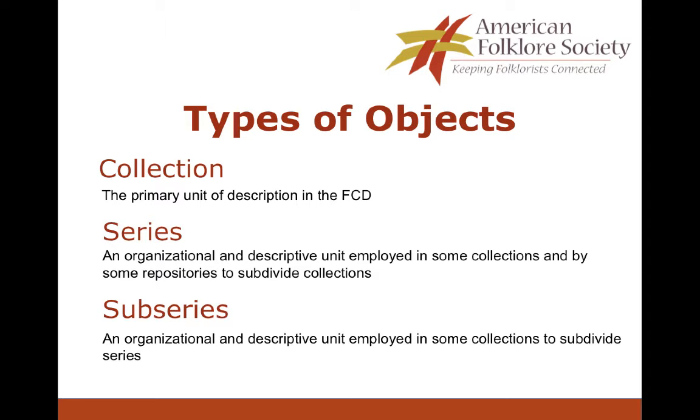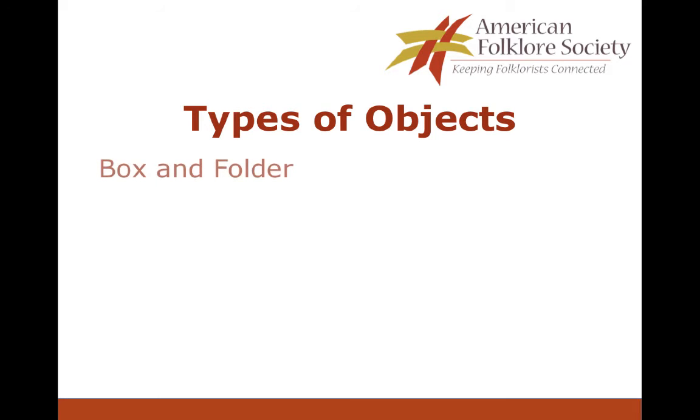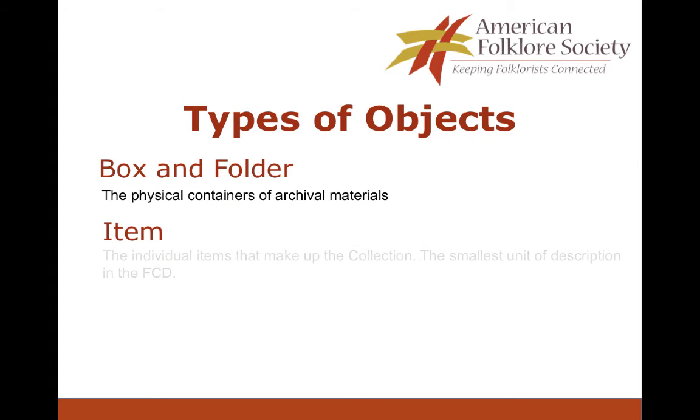Series and subseries represent aspects of conceptual organization employed by some repositories. Boxes and folders are physical containers that are often used to structure archival descriptions. Items are the archival materials themselves. Series, subseries, box, folder, and item records exist as part of collection-level records and are optional descriptive elements in the FCD.